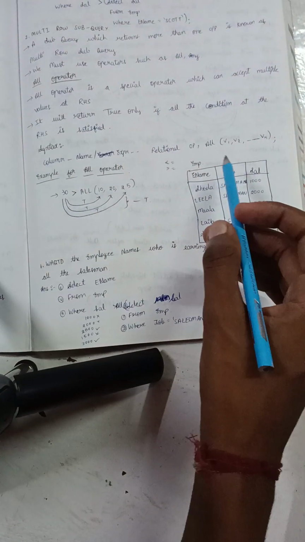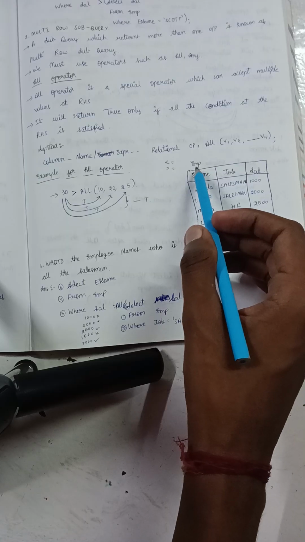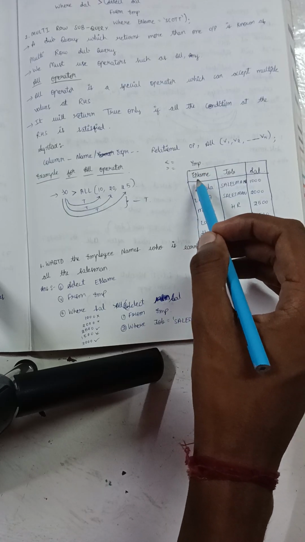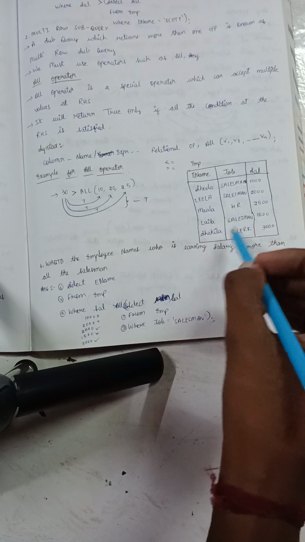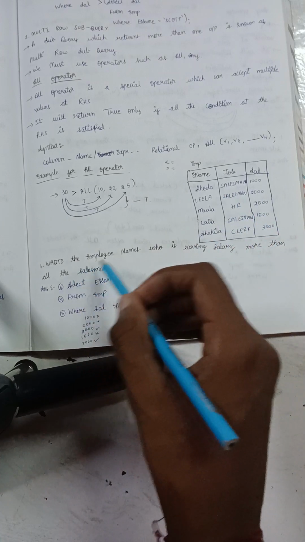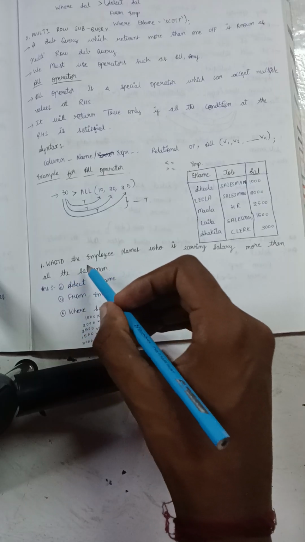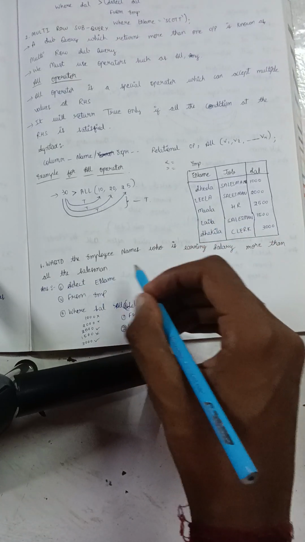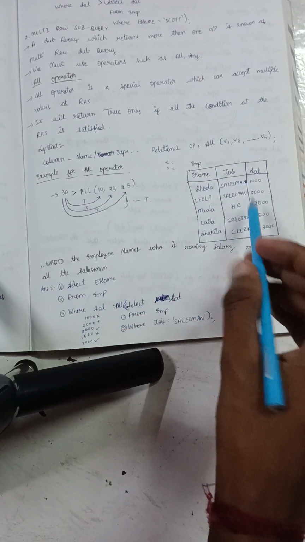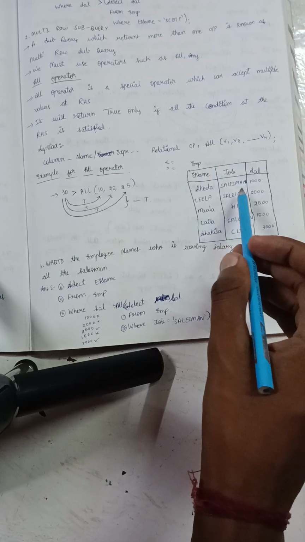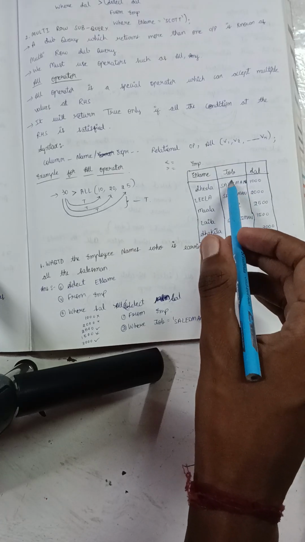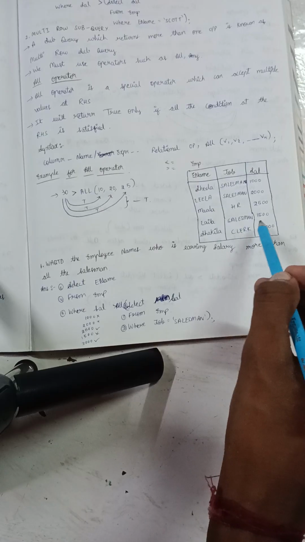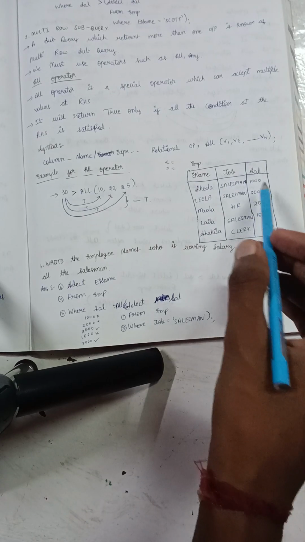Let's discuss some examples. Here we have an employee table, emp, with ename, job, and salary. Here we want to write a query to display the names of employees who earn a salary more than all the salesmen. We first observe that there is more than one employee with the job salesman, so the subquery will give more than one output.